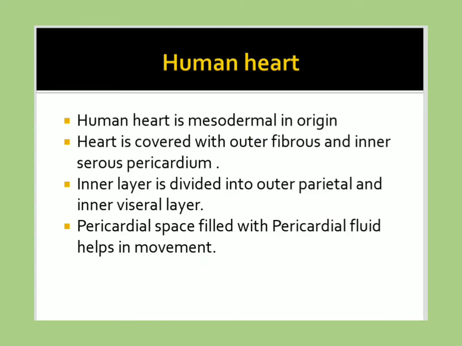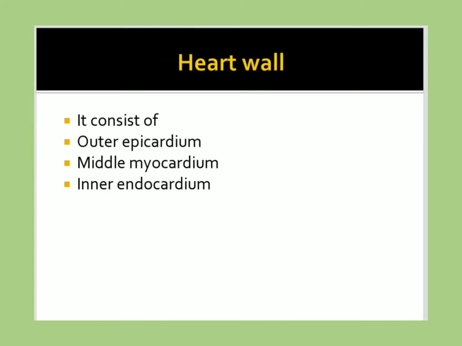The inner layer is divided into an outer parietal and an inner visceral layer, and the pericardial space between these layers is filled with fluid. That is the pericardial fluid, which helps in movement and removes friction. The human heart wall is made up of outer epicardium, middle myocardium, and inner endocardium.